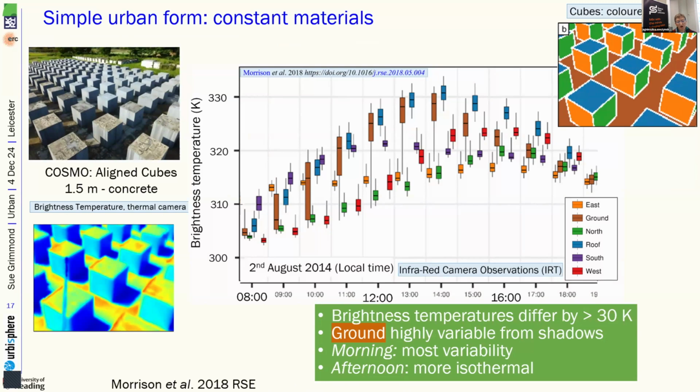so we've got time through the day on the x-axis, and this is brightness temperature. So the materials in this case are all the same. And what we see is that the largest temperature variation is actually in the ground, and that's coming about because of the shading, and that the roof temperature that we can see, this blue, has the highest temperature, and that we have greater variability in temperature in the morning than what we do in the afternoon. Things become more consistent.